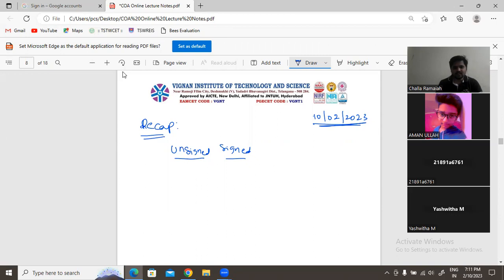Coming to unsigned, the name itself says there is no sign, so all are positive values. By default, positive. And a sign may be positive or negative. In signed, we have three types. The first is the sign magnitude representation. Next is the one's complement representation. Next, the two's complement representation.